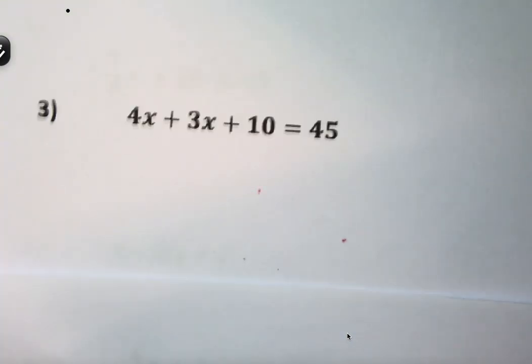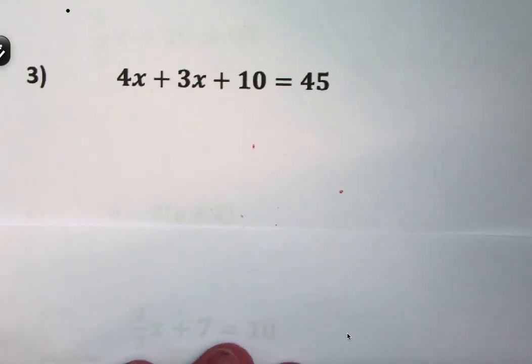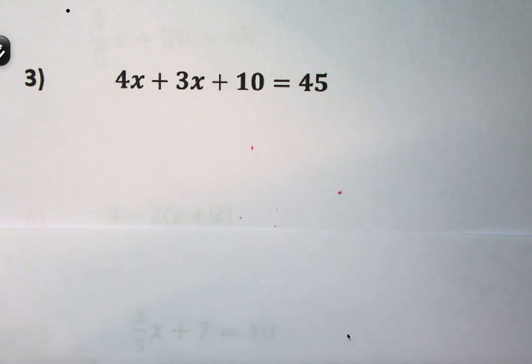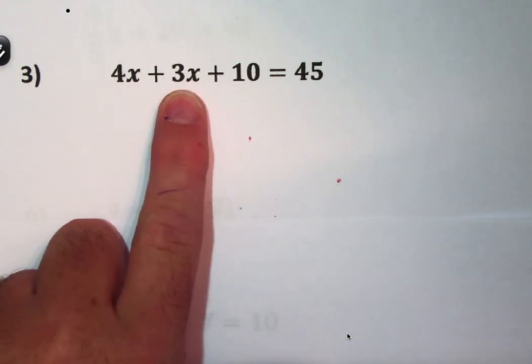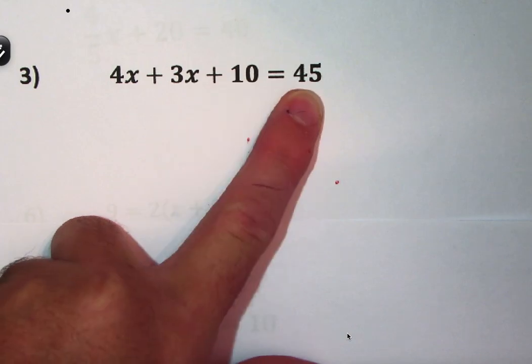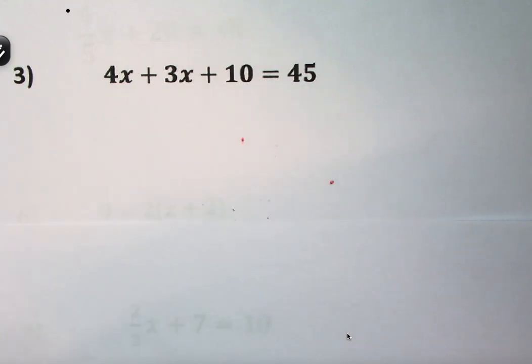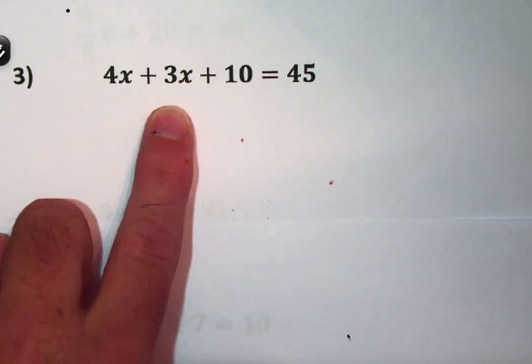Yes, okay. So take a moment, write this one down. Okay, this one's a little different. It says 4x plus 3x plus 10 is 45. Now this one's weird. This one's different. Why is this one different? Well, it's different because we have 2 things with x in them. We have 4x and 3x.